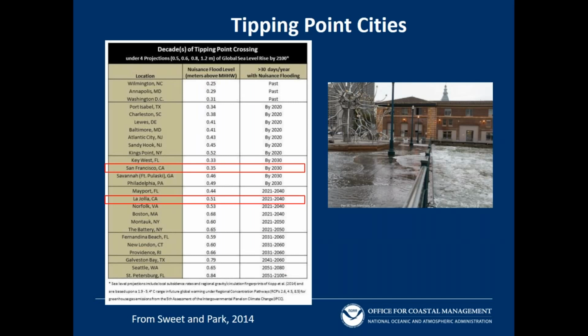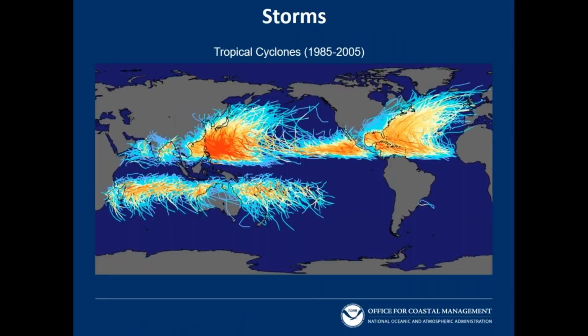I pulled out these two tipping points. When are we going to see greater than 30 days of nuisance flooding, high tide flooding, by 2030, 2040? Embarcadero, right? What are storms going to do? We don't really know. Future storminess is a hard thing to figure out.